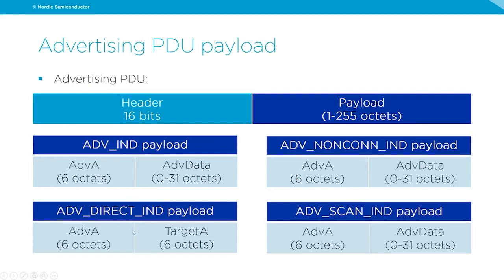The special directed advertising doesn't have any payload. What you have is the advertiser address and the target address, because it's directed to a central. So there shouldn't be any data sent in this directed advertising. The reason is that when you do directed advertising, you advertise with a very short advertising interval, and if you transmit data in this, it will congest more of the advertising channel. So you should send a very short packet when you do directed advertising.